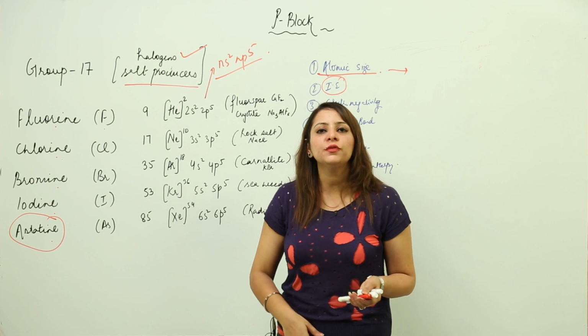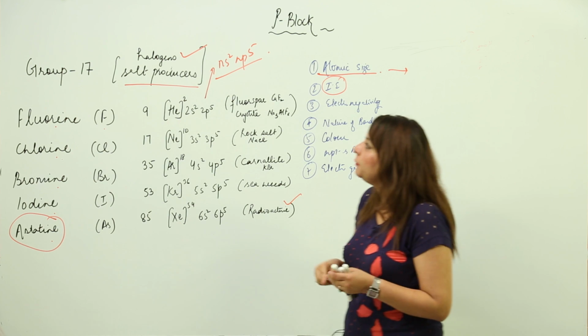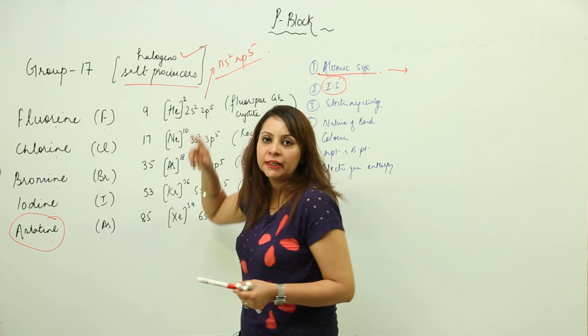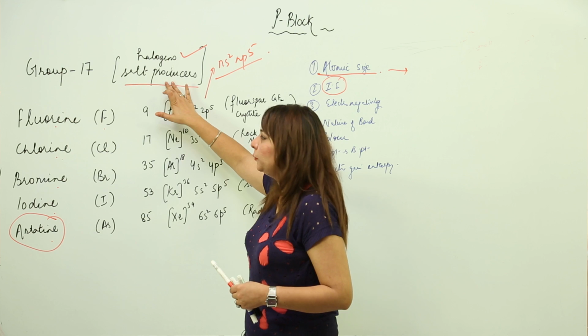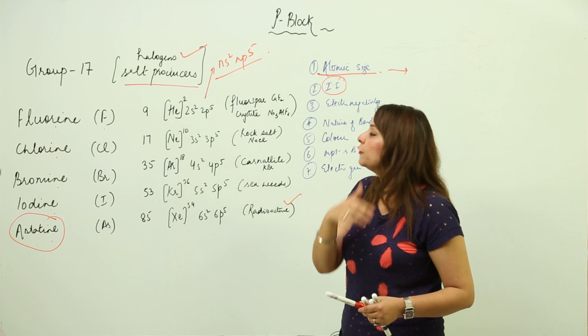Now we are going to start with the 17th group. If we talk about the name of the 17th group, all members are called halogens. The reason behind that is they are salt producers, that means they are salt forming. So what are the members of group 17?